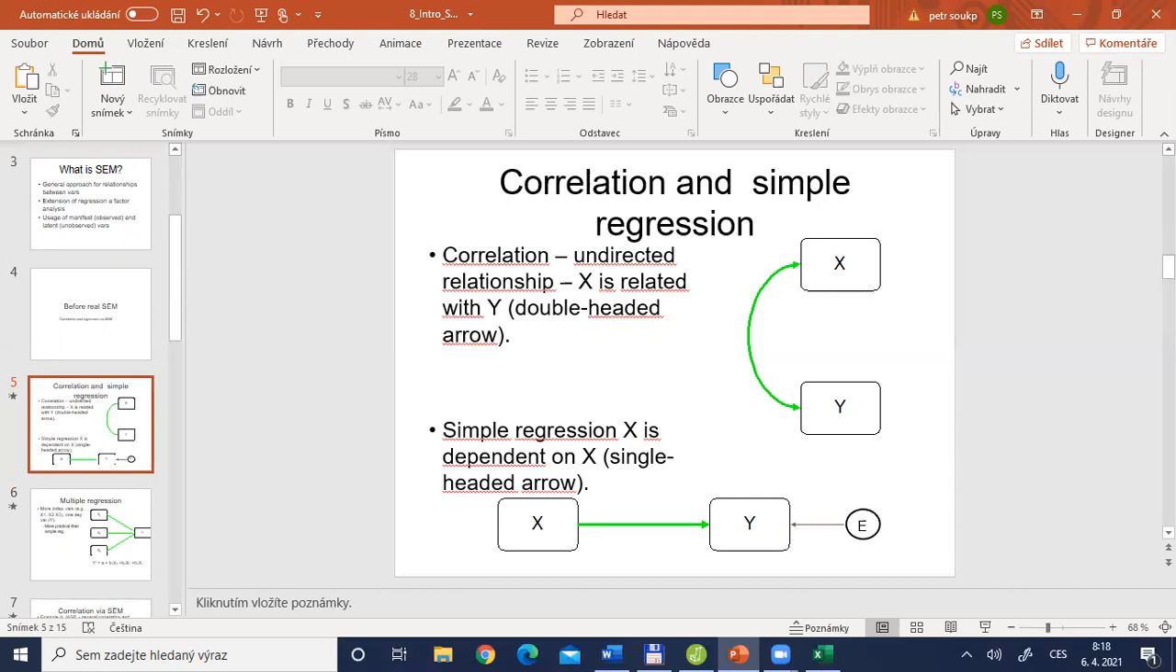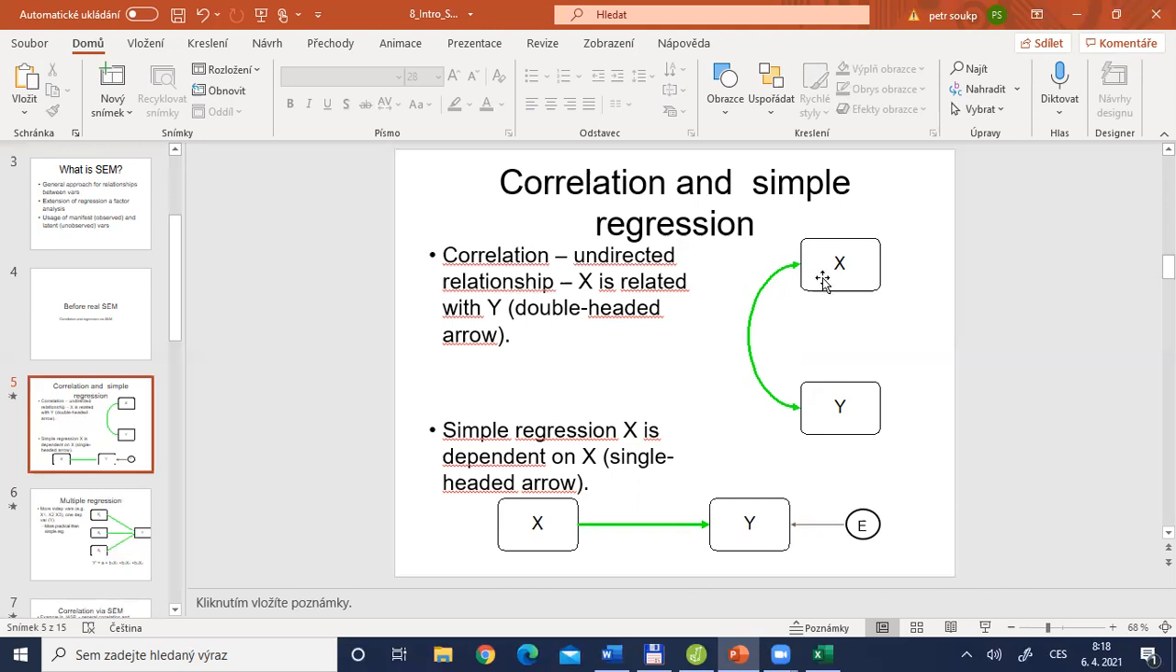So first of all, the first model, for which we have a picture here, X and Y with a double-headed arrow, is the model of correlation. I would call this model an undirected relationship. So there is no direction from X to Y or Y to X, but this arrow goes to both sides. So there is no independent and no dependent variable. Only X is related with Y.